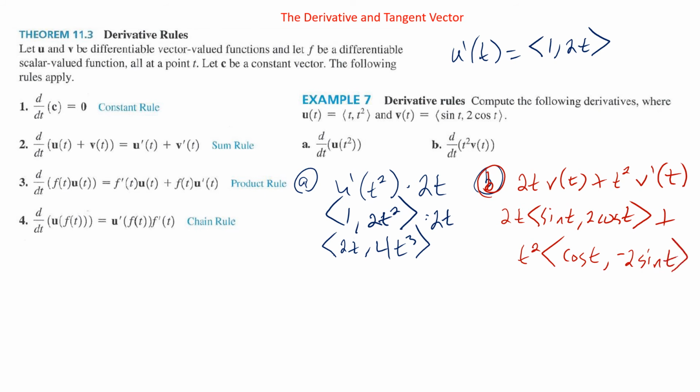And then from here, we can again multiply the pieces in. So we'll have 2t sine t, comma 4t cosine t plus t squared cosine t, comma, negative 2t squared sine t.